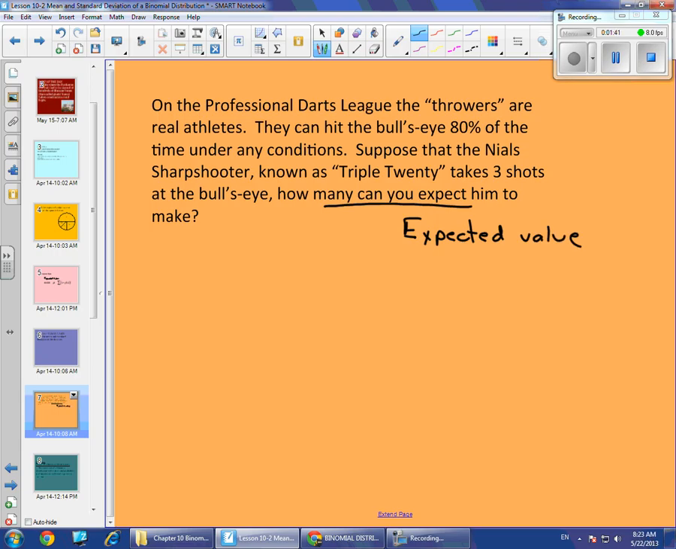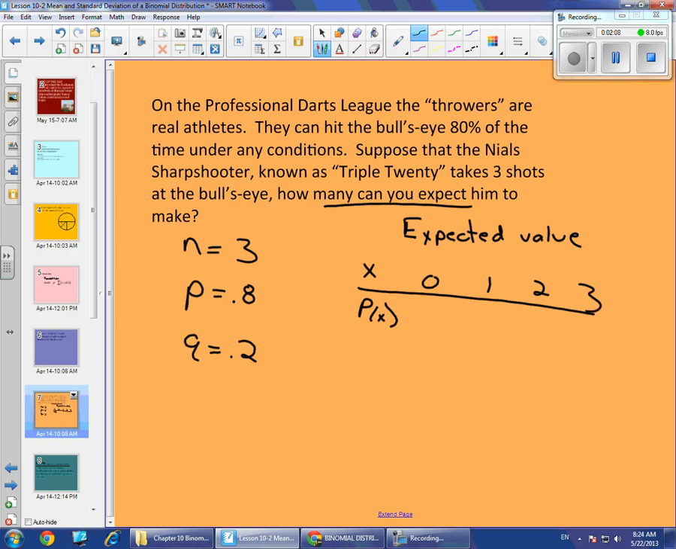Okay, the number of trials is 3. The probability of success is 0.8. Probability of failure is 0.2 if you want that down. And basically, I want every possible probability if I'm going to do the expected value. So my k values, or my x values, go from 0 to 3. So if I want to do this expected value, I'm going to make myself a little table. 0, 1, 2, and 3 are my possible outcomes.